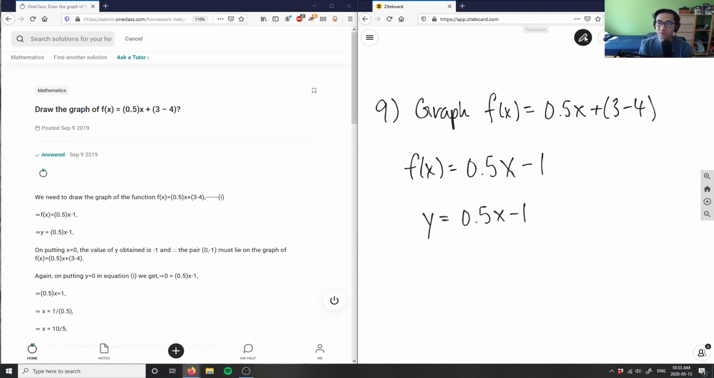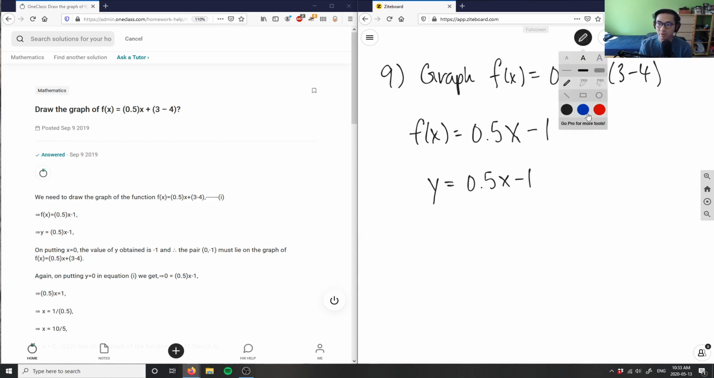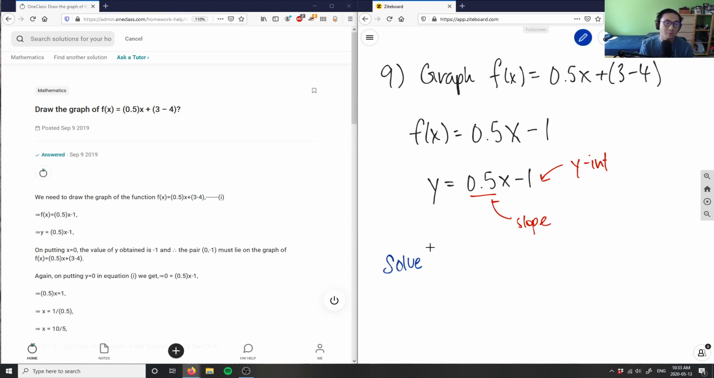What we're going to do first is solve for some intercepts. We know that this already is in slope y-intercept form. This here is our slope, and this here is our y-intercept, so we know these already exist. What I have to do next is solve for my x-intercept. These are all components we need before we graph.